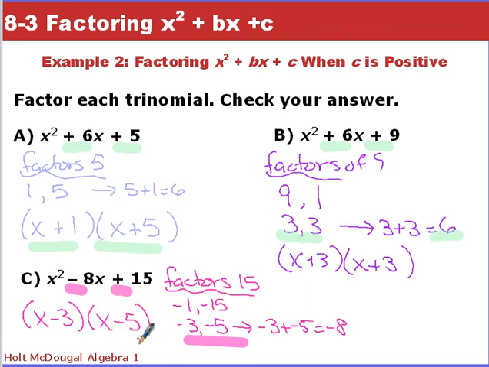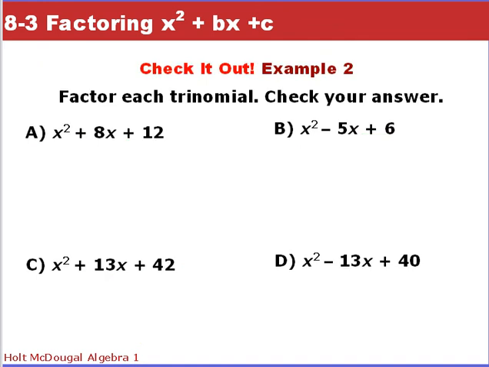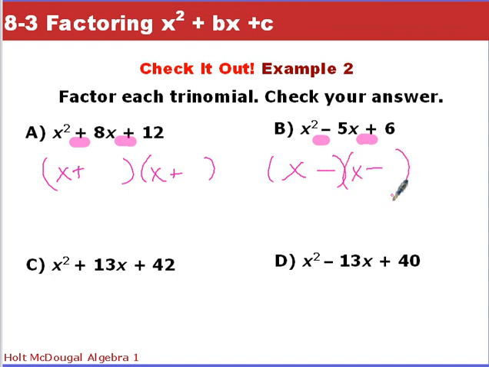Now it's your turn to factor. Again, when both are positive, they'll both be positive. Positive and negative makes them both negative. Here they'll both be positive. Here both be negative. Both are positive. And here b is negative, so they both have to be negative. Remember, a negative times a negative is going to be a positive here.